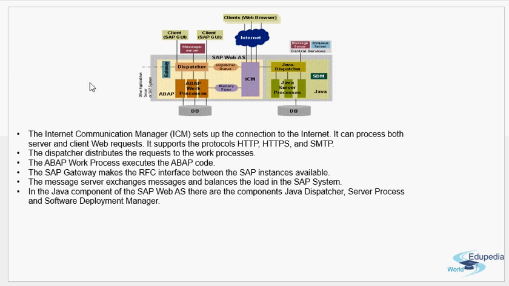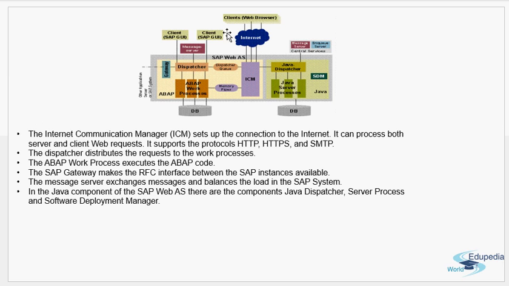What is this gateway? We have one more component here, the gateway. This gateway makes the RFC interface between the application instances available. So using this gateway, you can communicate from the application servers of one SAP system to another. The message server exchanges messages and balances the load in the SAP system. That's what this message server does: it helps in load balancing, and also in communication between the different SAP web application servers.